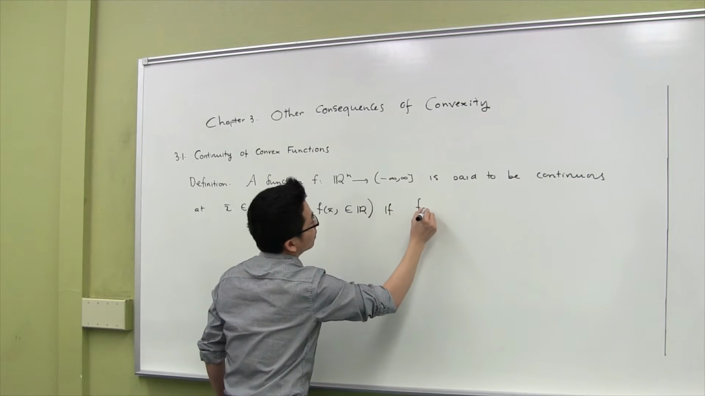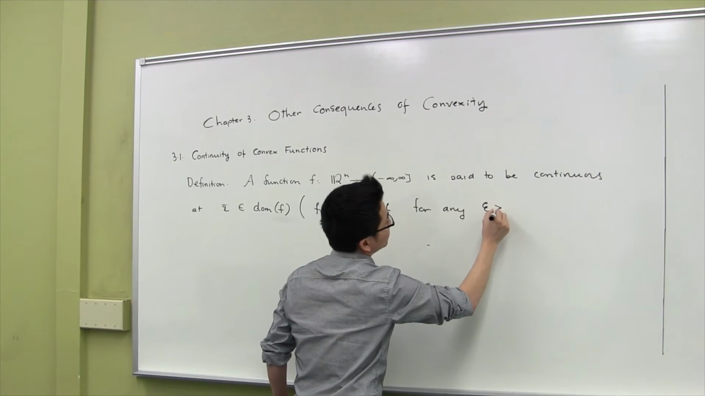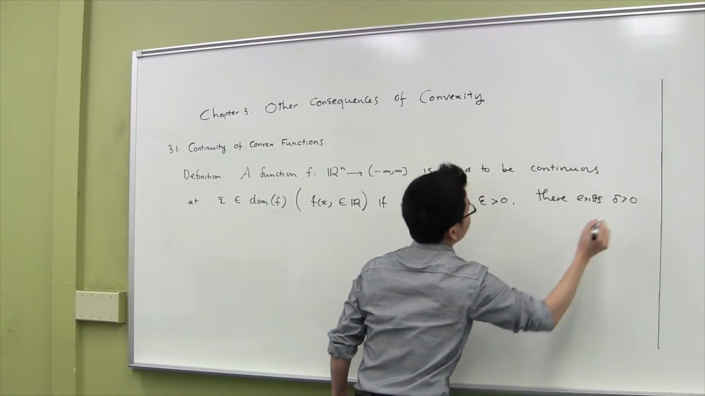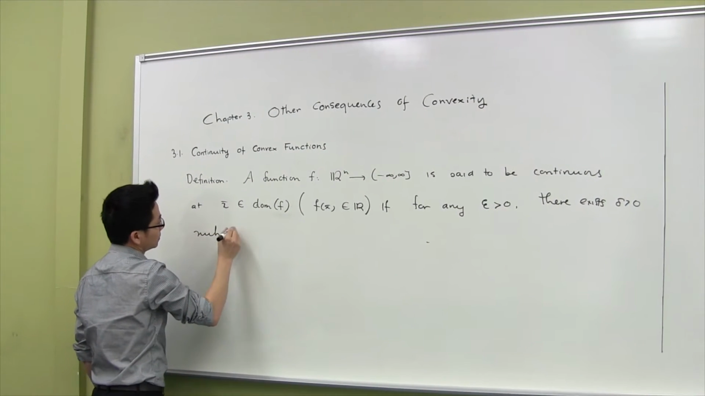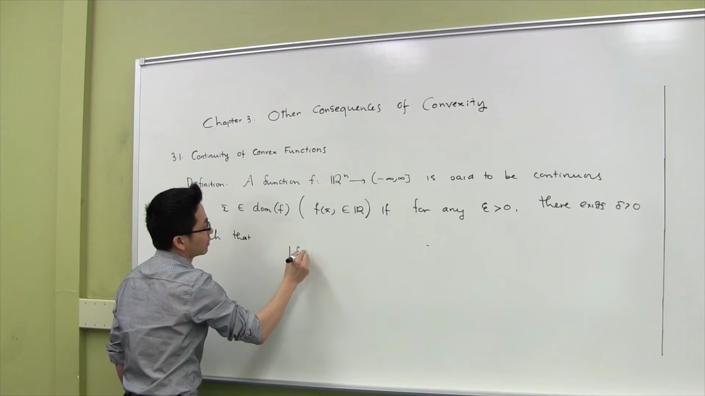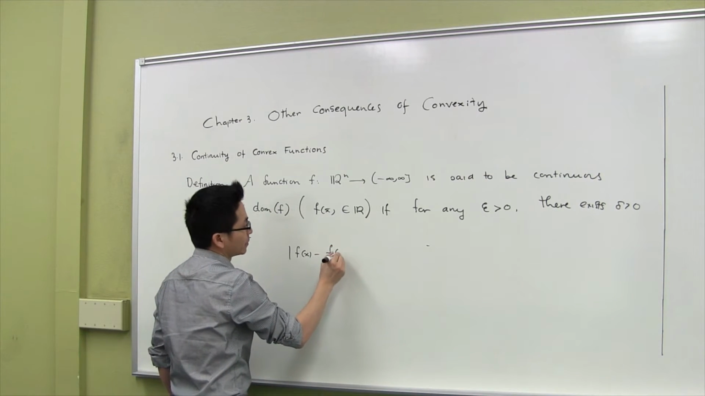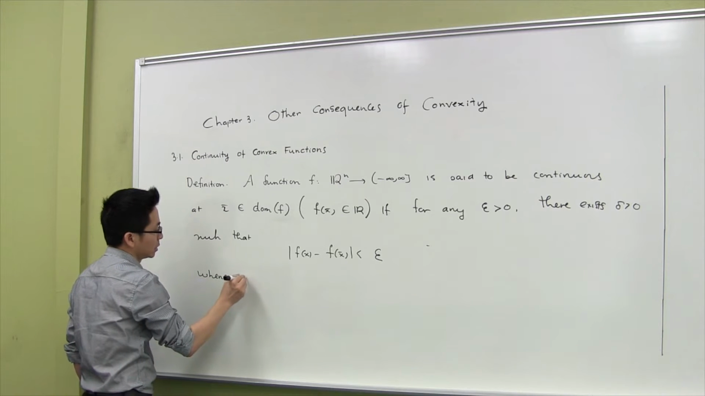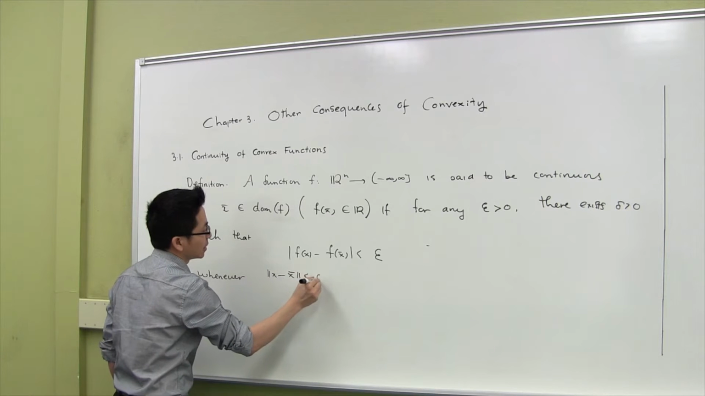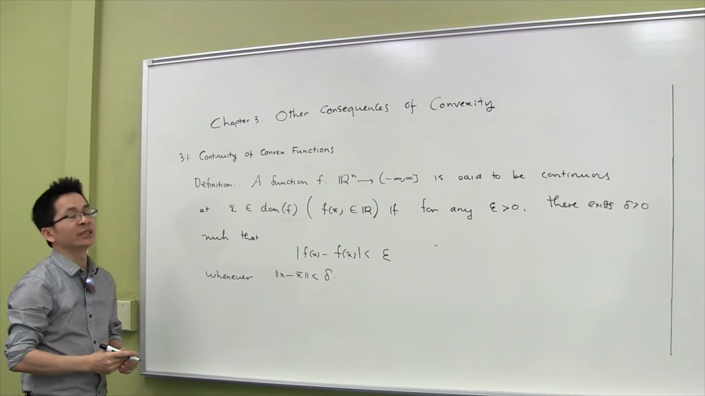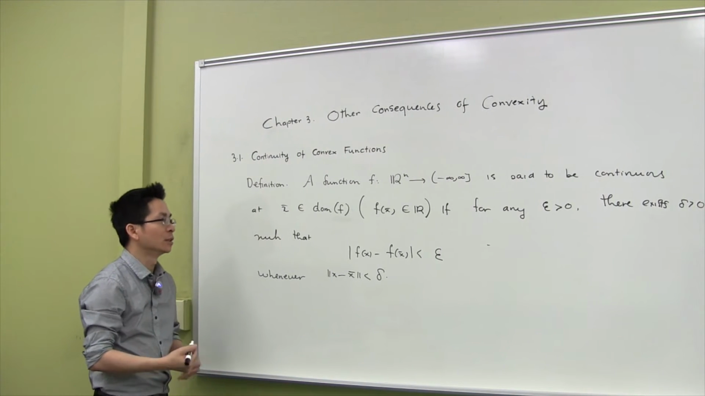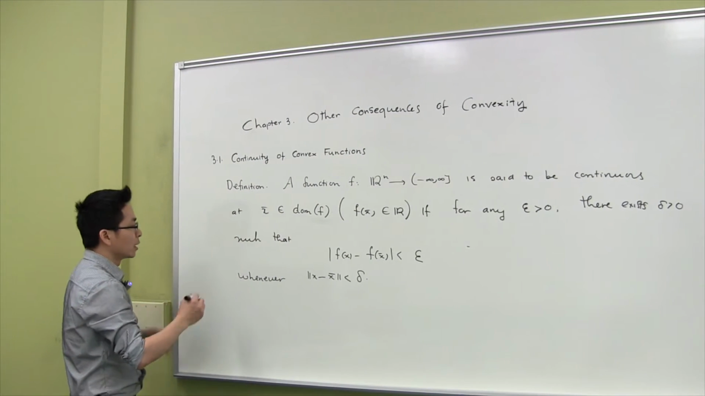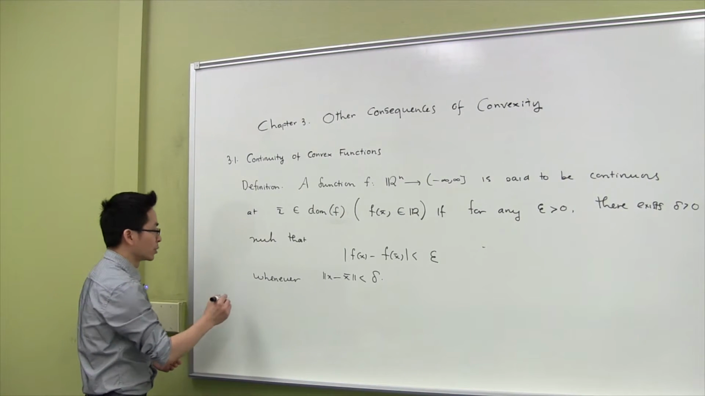If for any epsilon greater than 0, there exists delta greater than 0, such that the absolute value of f of x minus f of x bar is less than epsilon whenever the norm of x minus x bar is less than delta. So this is a very familiar concept of analysis, and in this lecture we look at this definition for extended real valued functions. Okay, so from the definition we see the following important property.